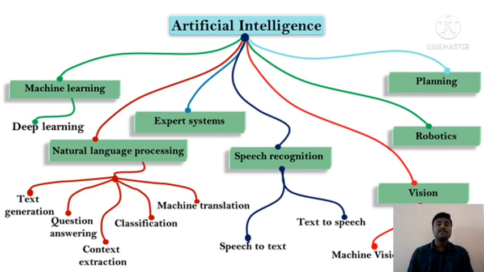Then there is natural language processing. Natural language processing, or NLP, is a branch of AI that gives machines the ability to read, understand and derive meaning from human language.